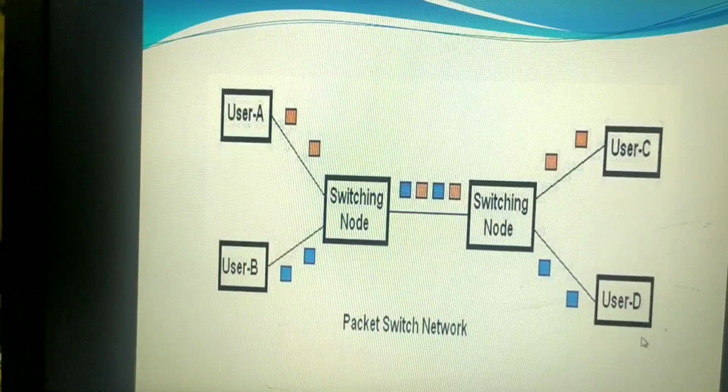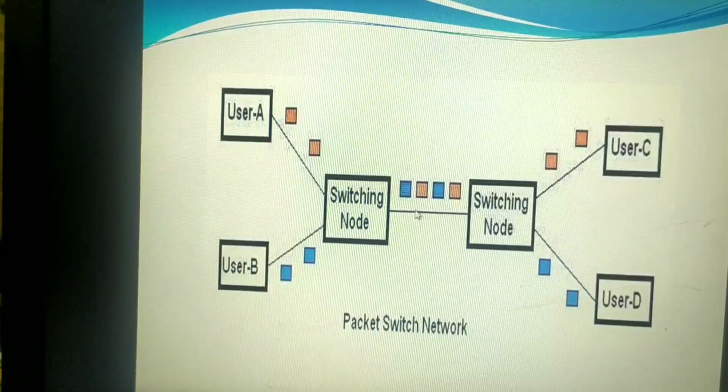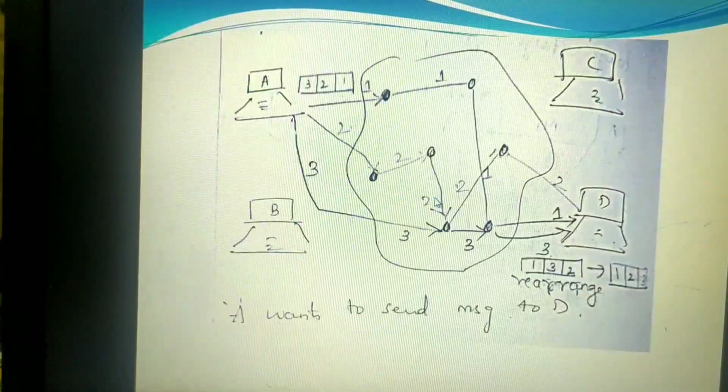Now when these packets reach the nearest switching node, this switching node has almost 4 different packets with different sequence numbers, but 2 packets for the same destination. So looking at the destination address, it will forward them to the next nearest node. Now these packets are quite independent.